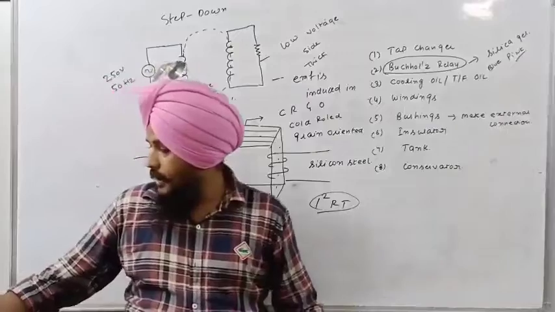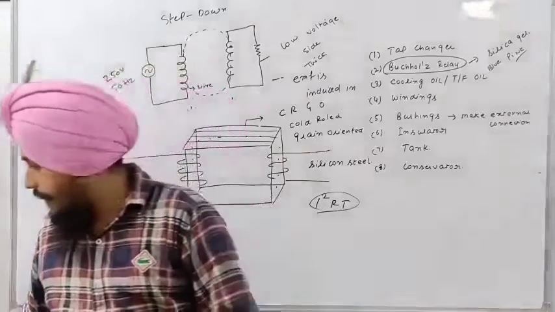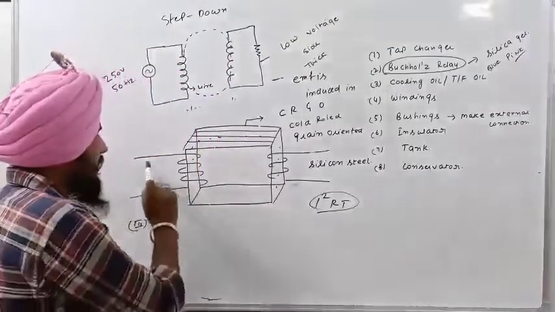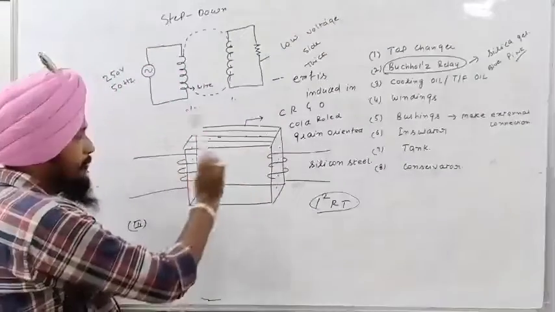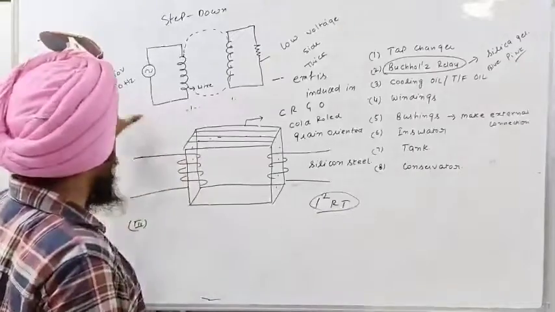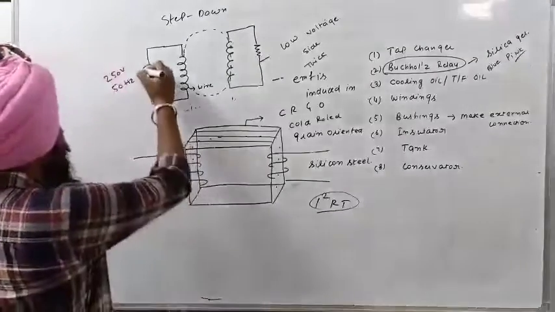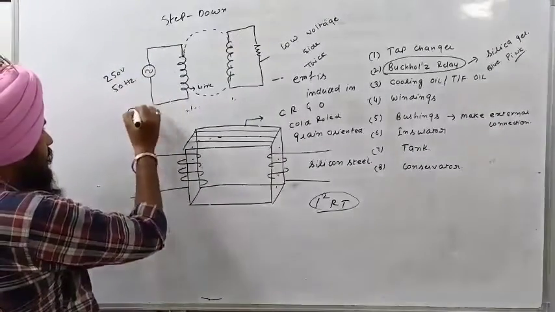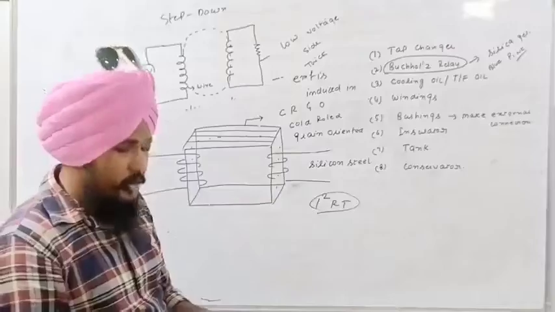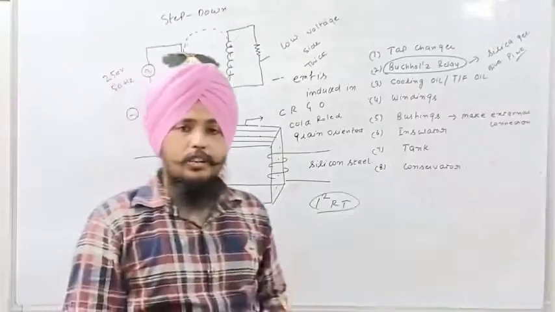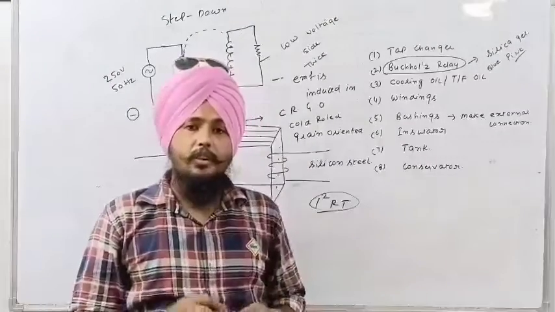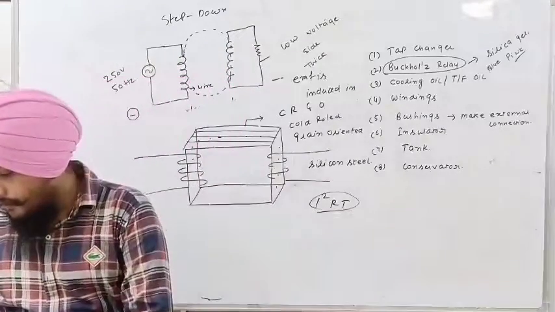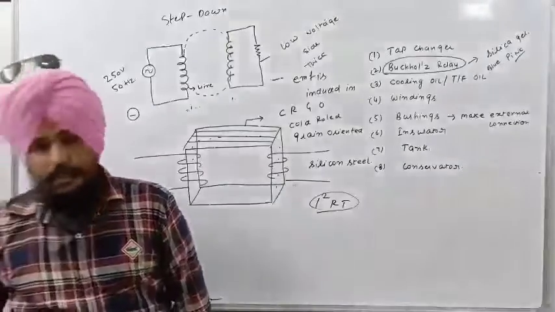Mainly, the working principle I told you is Faraday's law of electromagnetic induction. These are the windings, supply, primary, secondary. This is called the AC source, and this is the DC source. The AC source always works on AC voltage only. Okay, thank you.